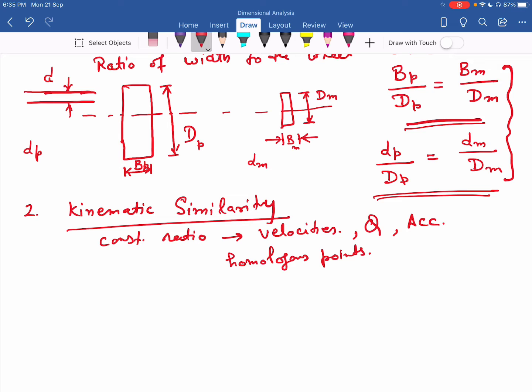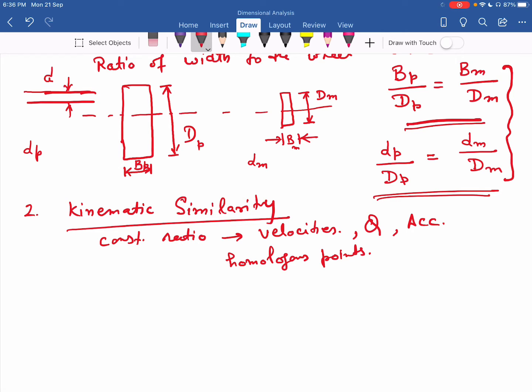Now, the direction of motion should also be the same in the model as well as in the prototype. Means when we draw the velocity triangles in case of turbines and pumps, in different velocities we have different angles. So that gives us the direction of motion of water. Those directions we also keep constant for kinematic similarity of turbines and pumps.